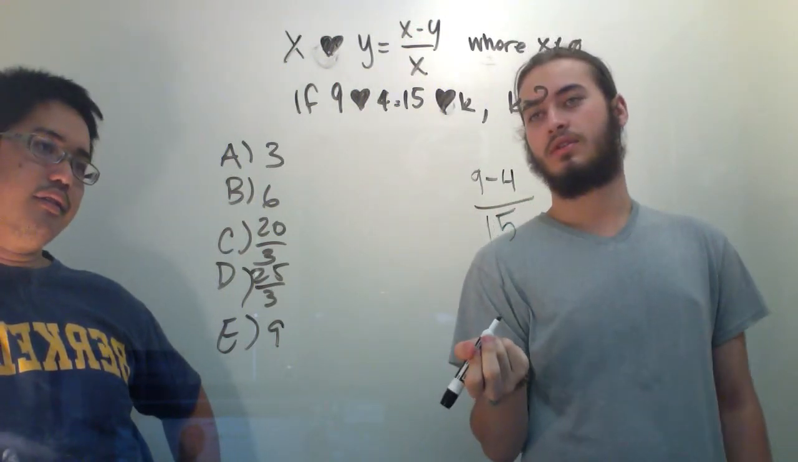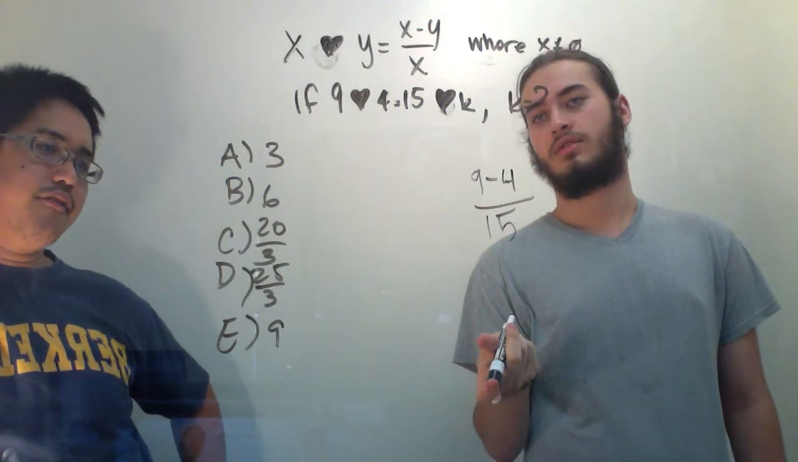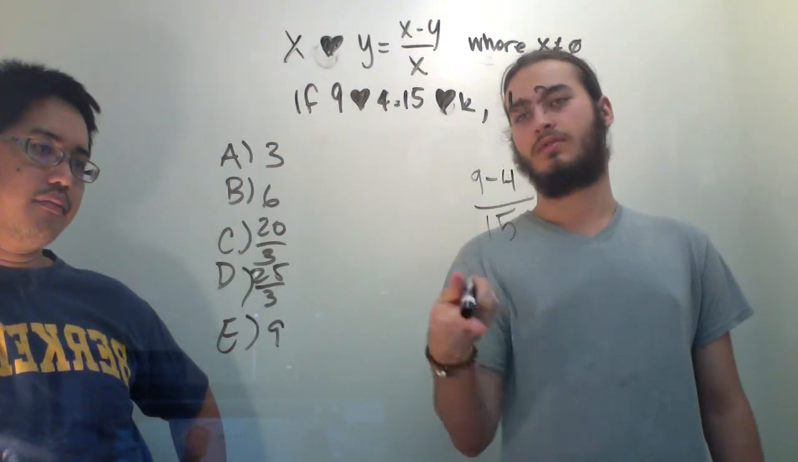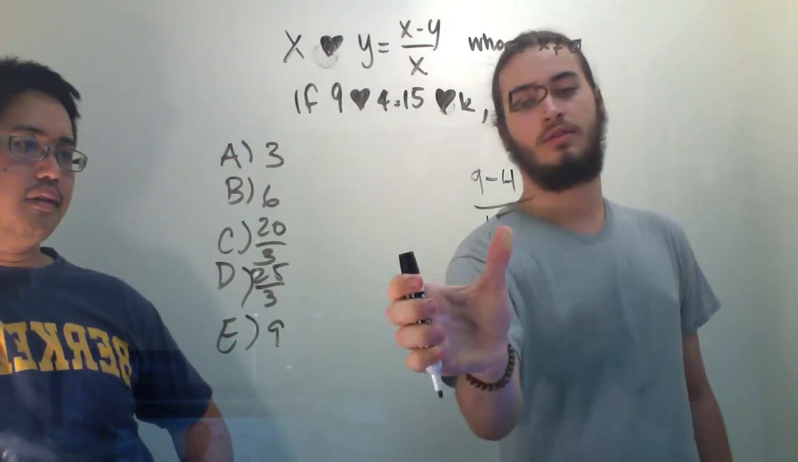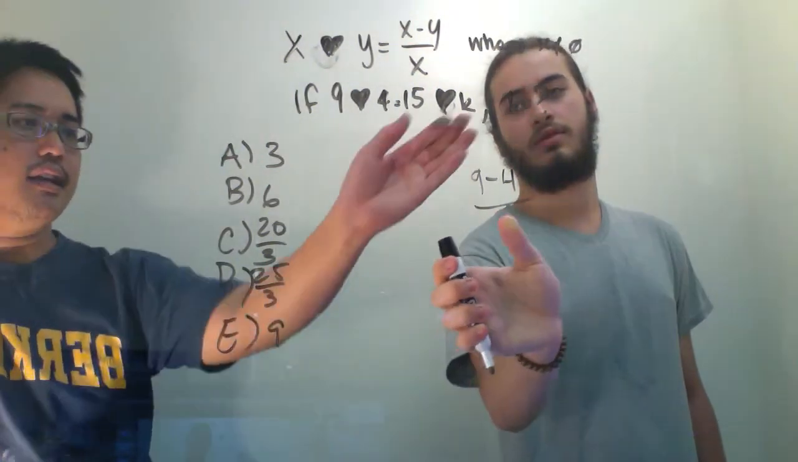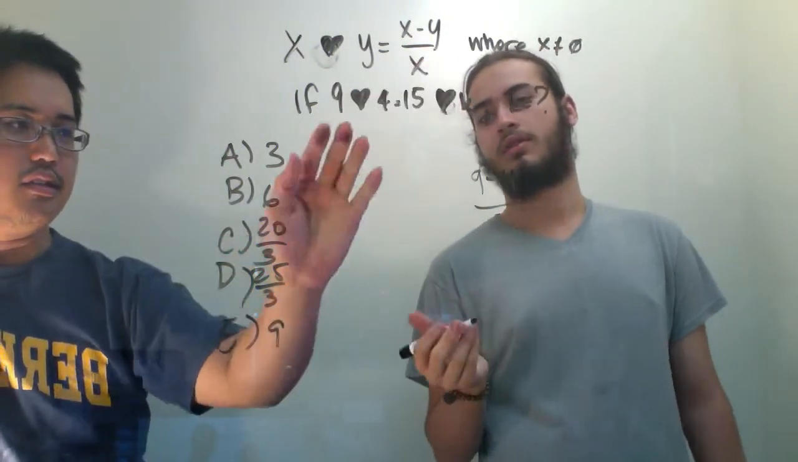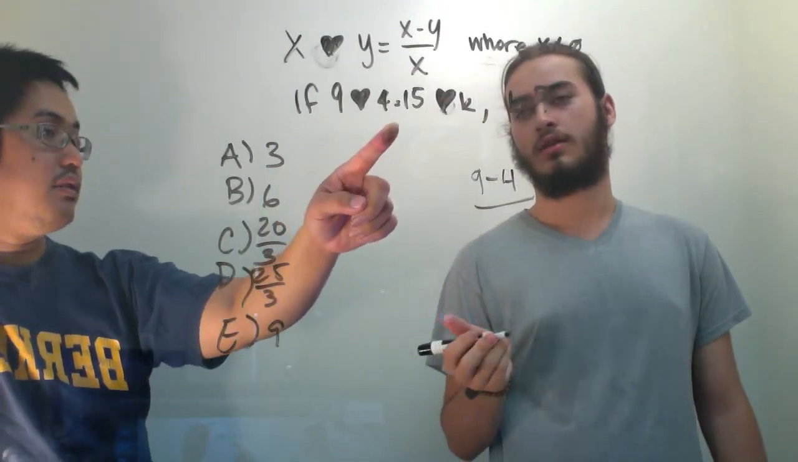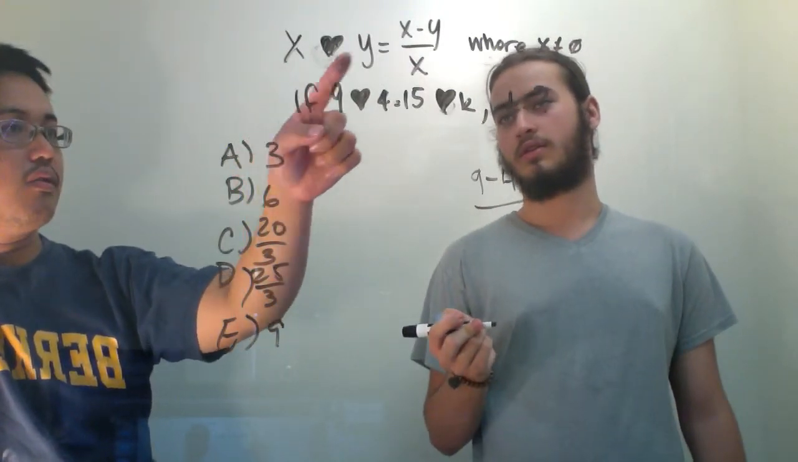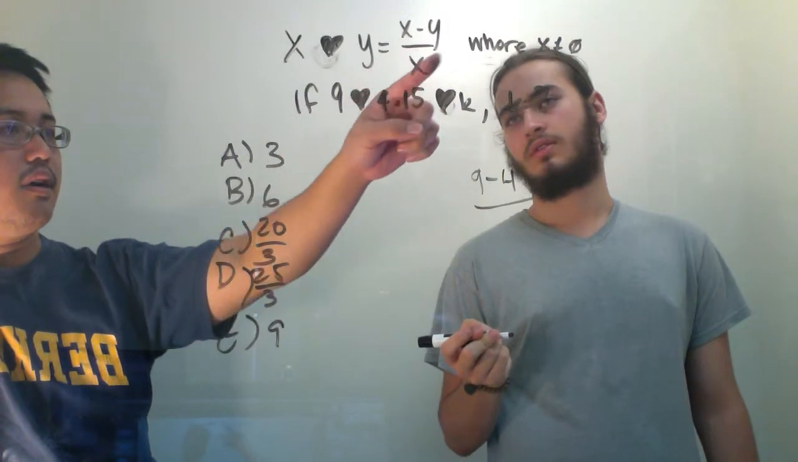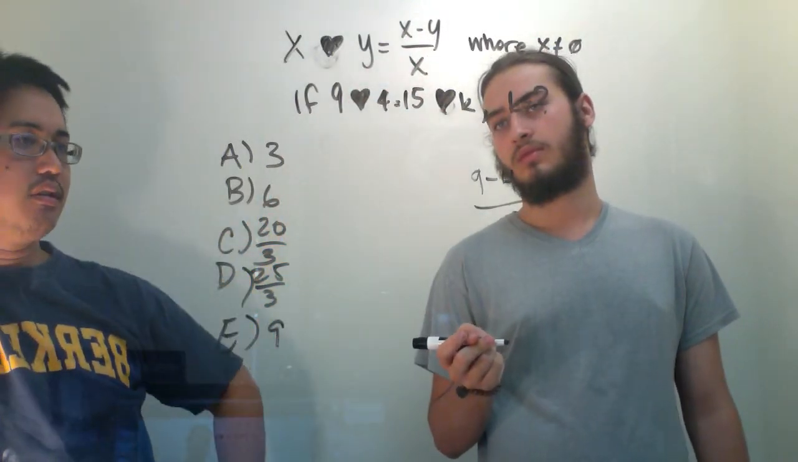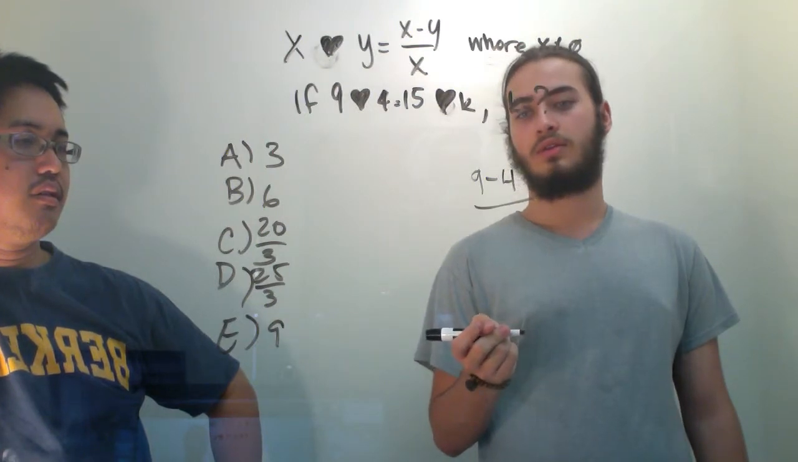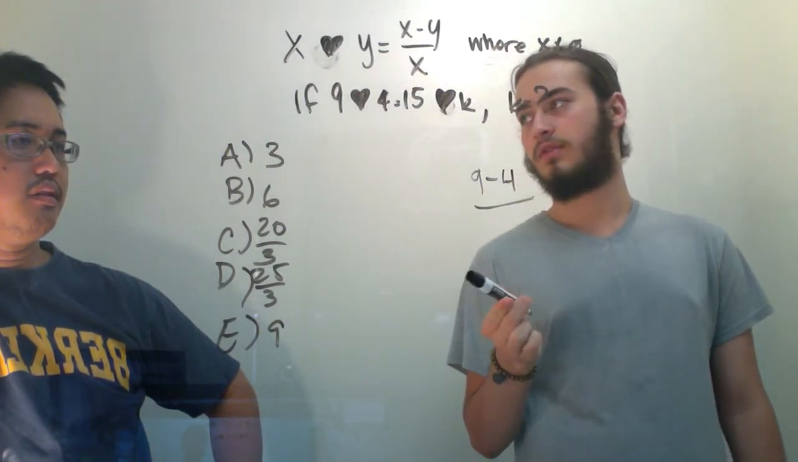Over 15. Okay. Where did you get the 15 from? It looks to me like you're attacking just the left-hand side. So just this part right now. If x heart y is x minus y over x, then what is 9 heart 4? 5.